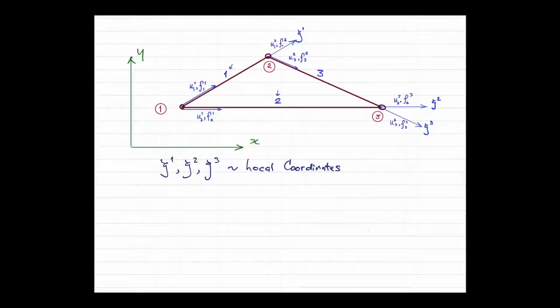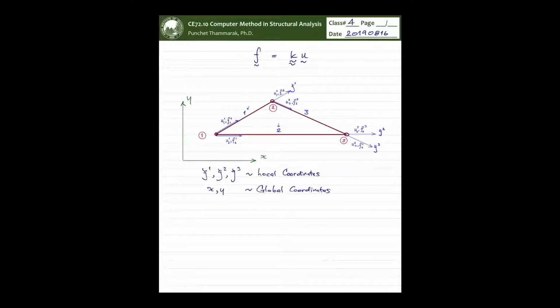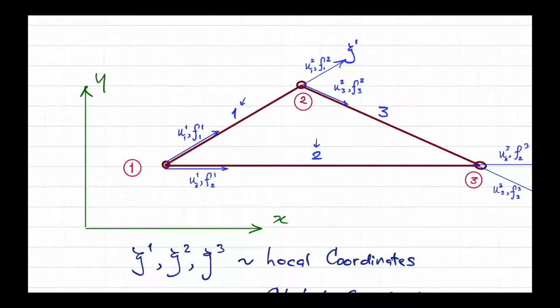So the x and y, right? Just get yourself used to the terminology a little bit. So the x and y are global coordinates. There you go. Now, how to make our life easier? How to make the calculation possible?